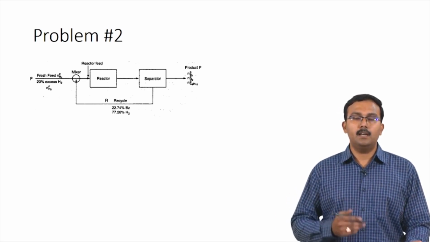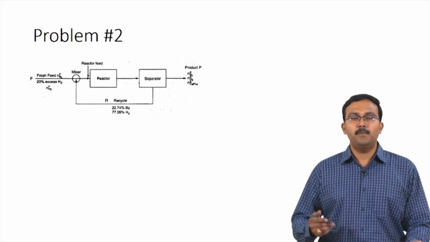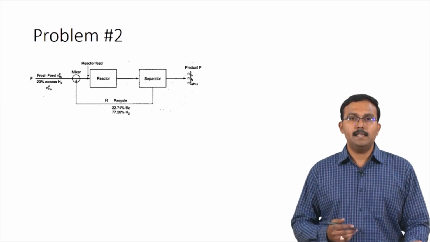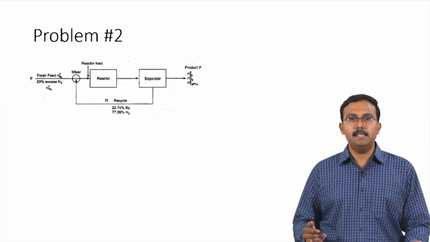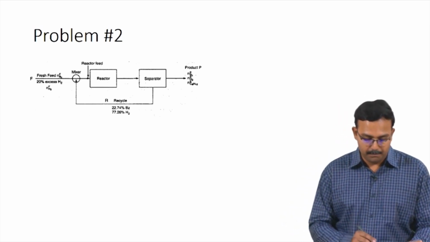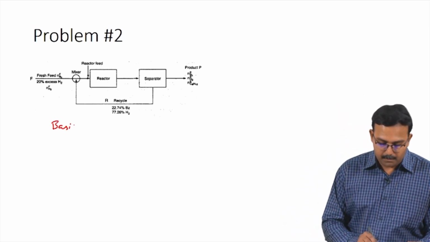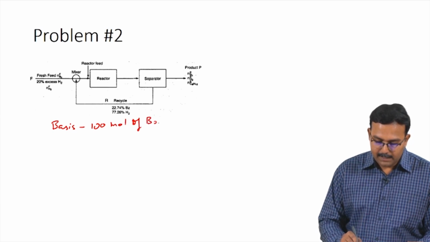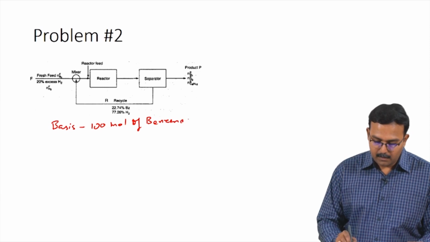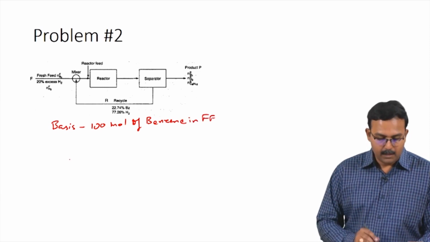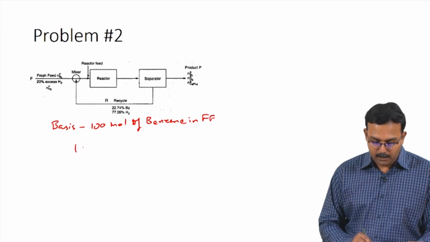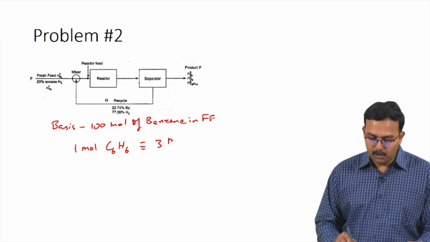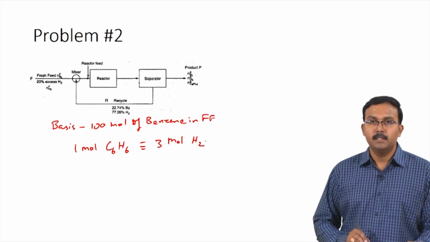If I were to use 100 moles of fresh feed, then I will end up with more cumbersome numbers which can make the calculations a little more tedious. For this reason, I will be using 100 moles of benzene in the fresh feed as the basis for this problem. So, let us start solving the problem. Basis is 100 moles of benzene in fresh feed. Looking at the stoichiometry, we know that 1 mole of benzene requires 3 moles of hydrogen.